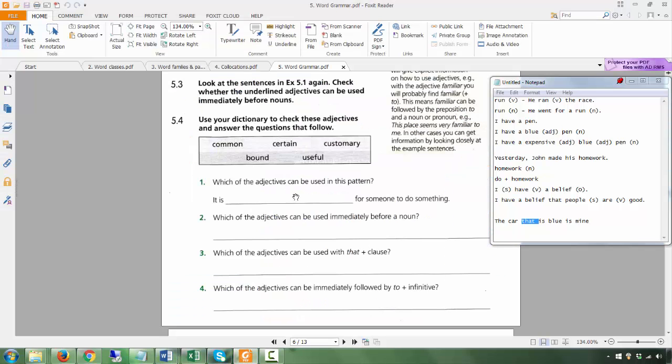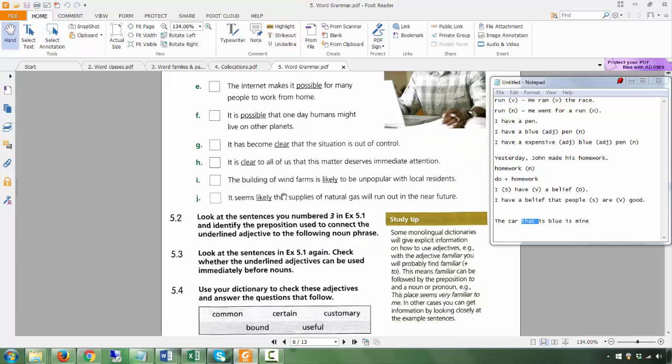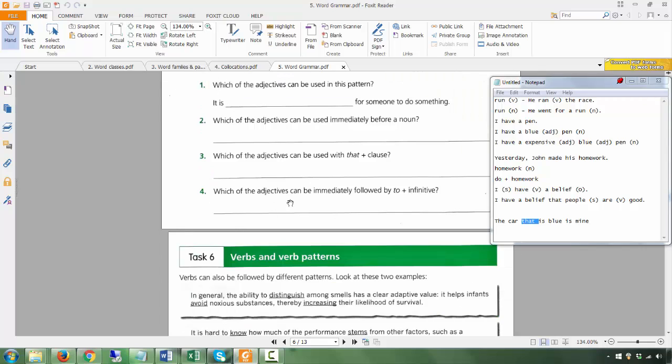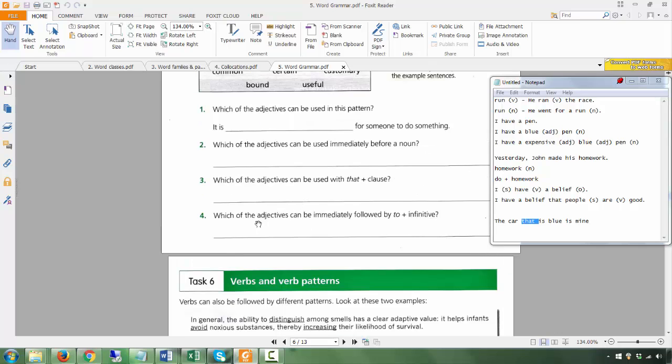All right, so common. Now go through all of this. It's not just one of these adjectives. You can fit 2, 3, 4, whatever maybe. I don't know how many, but don't just look at one. Then next question. Some of these may also fit here. Same for this. Which adjectives can be used immediately before a noun? Which adjectives can be used with a that plus clause? Which adjectives can be immediately followed by the pattern "to" plus base verb? All right. So remember, it could be more than one of the adjectives.